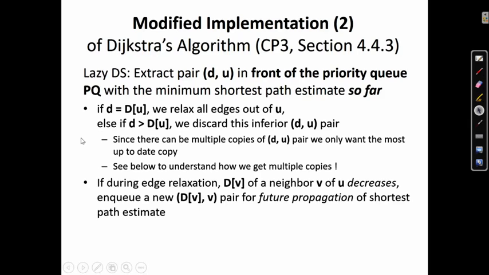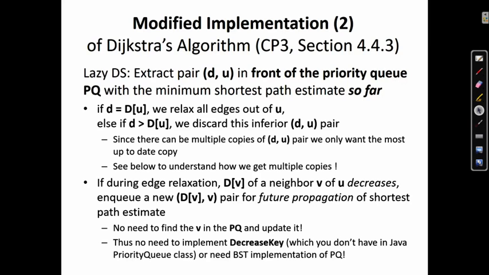So how do we get multi-source? Wherever we can relax, we just enqueue a new copy with the most up-to-date shortest path estimate. So this is the lazy part. There's also one advantage of doing this: I don't need the decrease key operation anymore. Since I don't need the decrease key operation, I don't need the BST implementation, or your own custom binary heap implementation of PQ. Just use your Java PQ class.